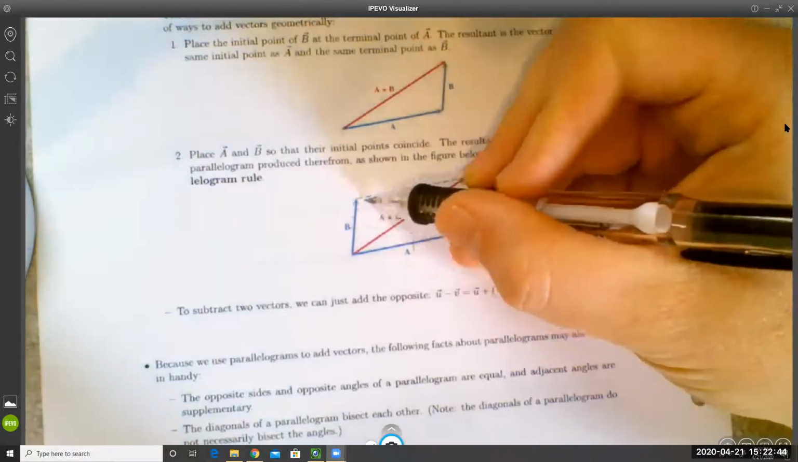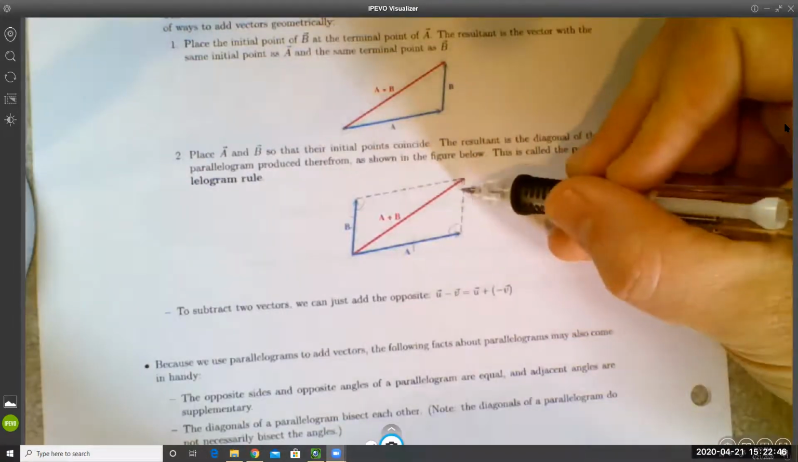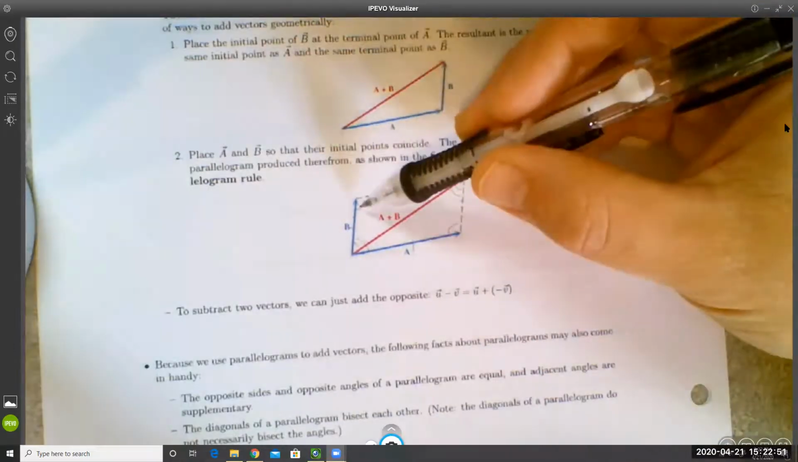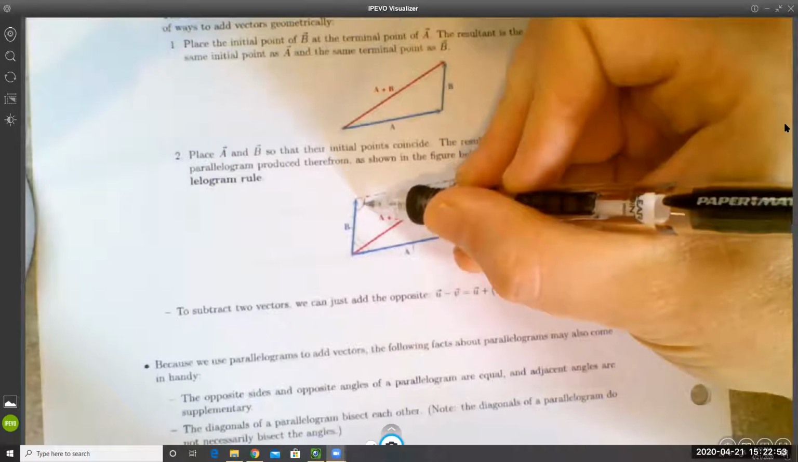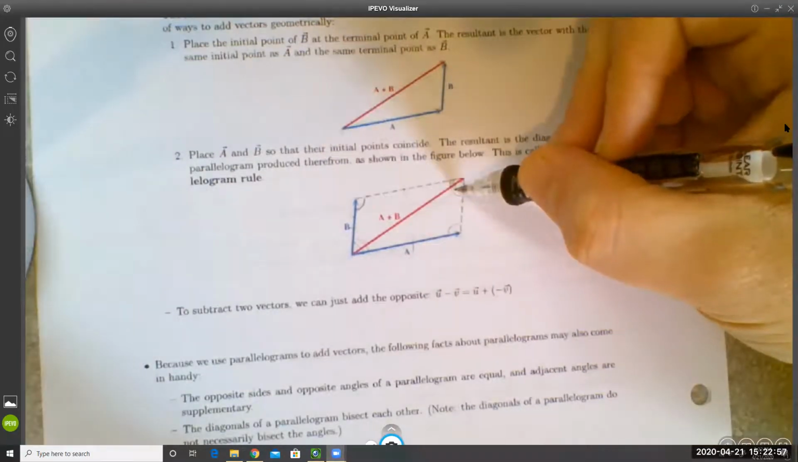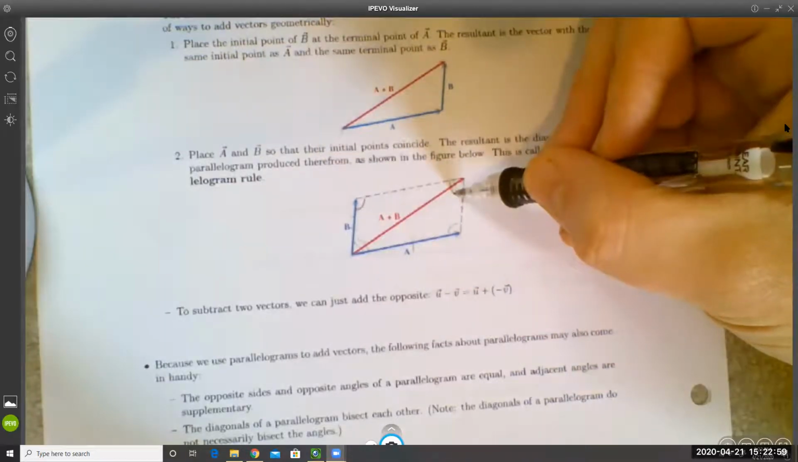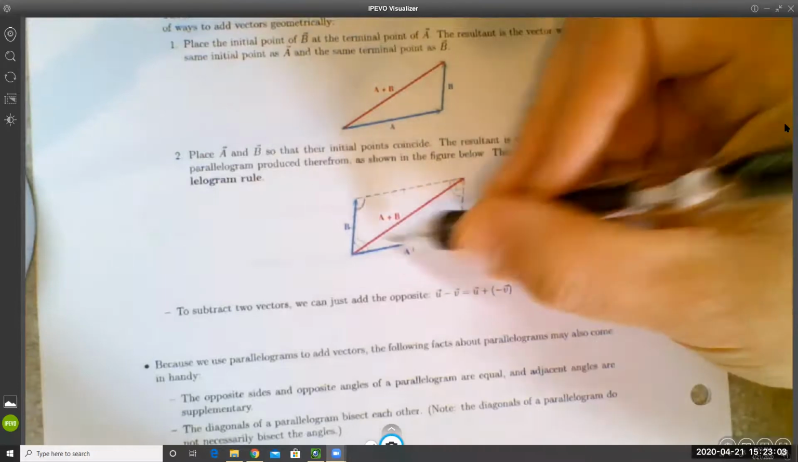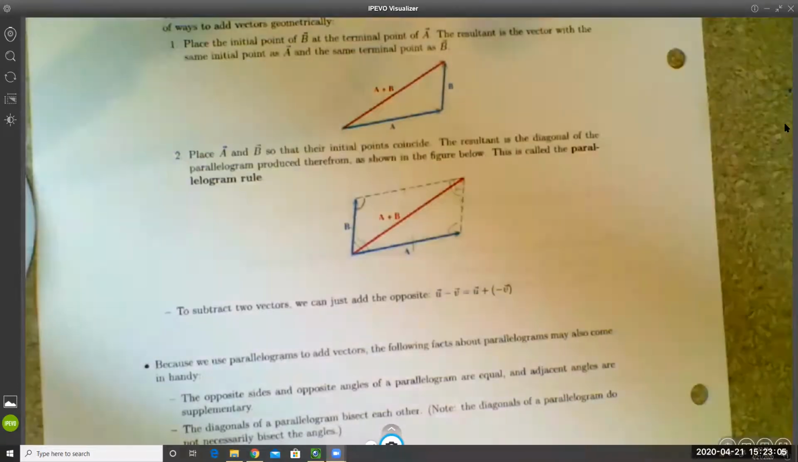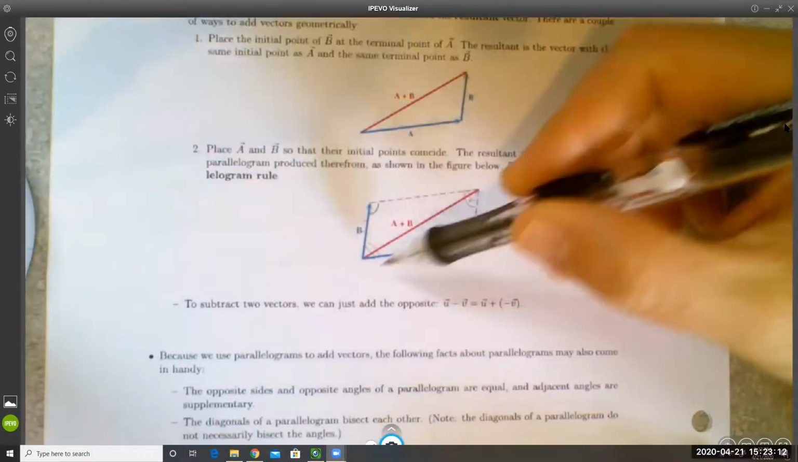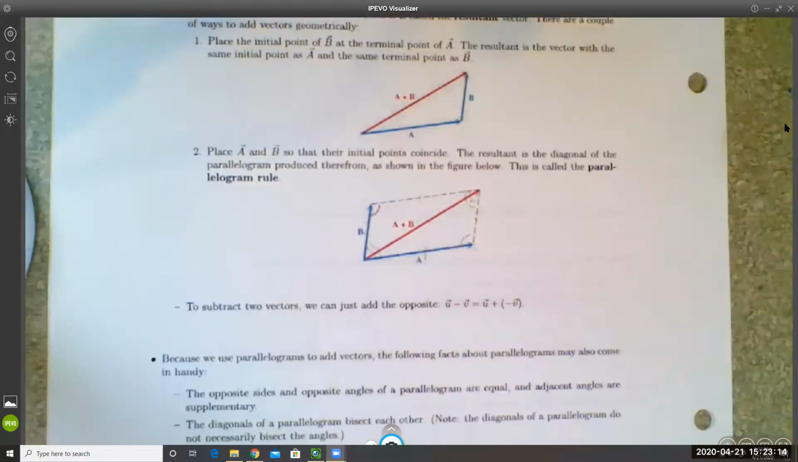So this angle and this angle are equal. This angle and this angle are equal. And adjacent angles, so this angle plus this angle, is supplementary. So this angle plus this angle is 180, right? And the same thing for every other pair. 180 here, 180 here, and 180 there. All of those facts just follow from what we know about transversals, since these are parallel sides and this is a transversal cutting across them.